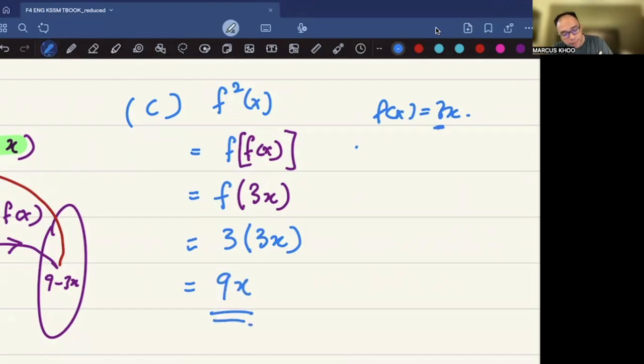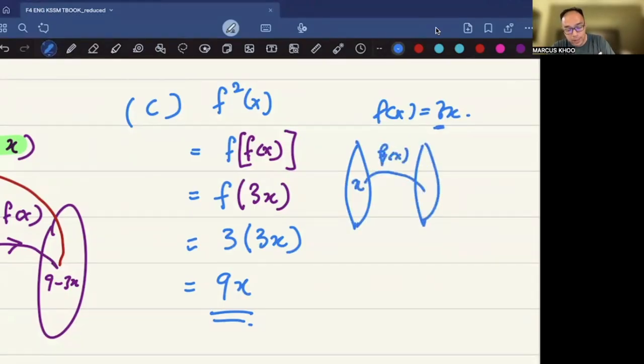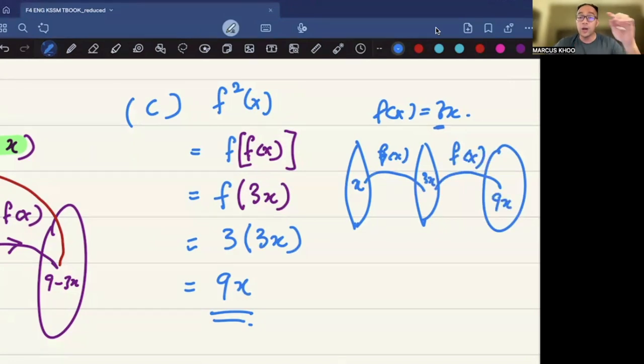In terms of the mapping, I keep saying that I won't do this, but I do this anyway. After the first mapping, Fx becomes 3x, and then you map another time. Under the same mapping, you will get 9x. Why? Because this object is now 3x. So 3 times 3x will give you 9x under the second mapping. So this is FFx.